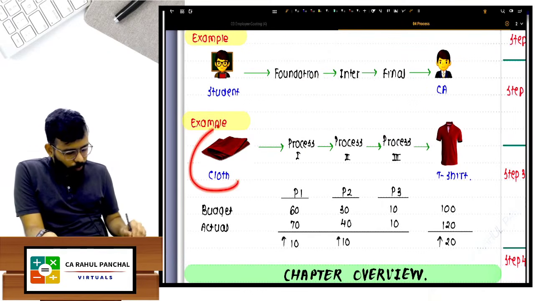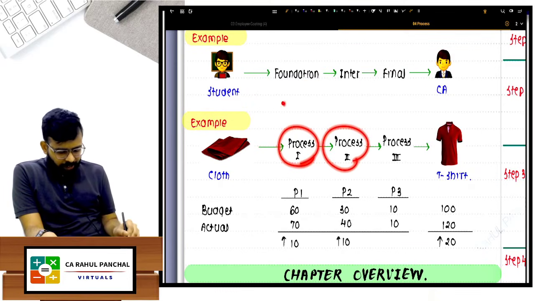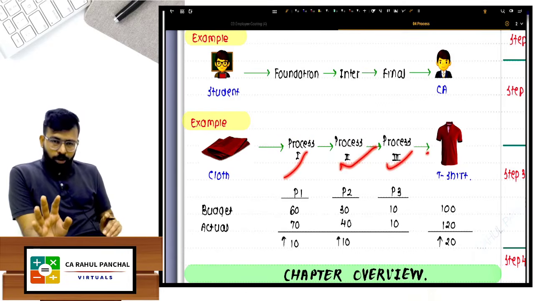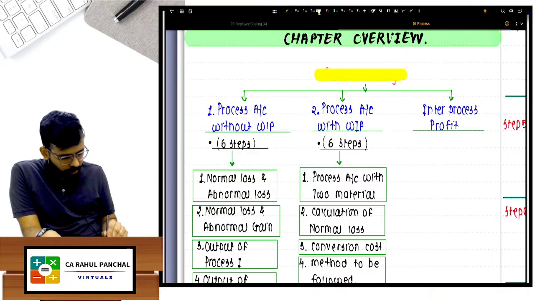Like if you want to manufacture a t-shirt, then process 1, 2, 3 like stitching, coloring, packing, whatever. Every process, what will be your cost, that you have to calculate, and to calculate that you will have to make a process account.